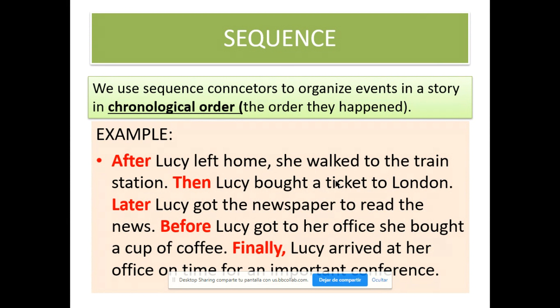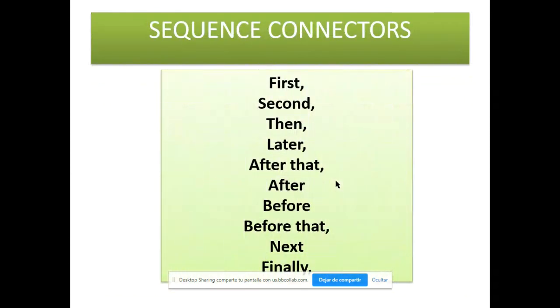Generally, when we use after and before, we have two pieces of information in the same sentence. Cuando utilizamos after y before, siempre utilizamos dos partes de información en una misma oración. Por ejemplo, aquí, after Lucy left home, es una parte. La segunda parte, she walked to the train station. Luego, cuando tenemos before Lucy got to her office, esa es la primera idea. She bought a cup of coffee. Right? Segunda idea.